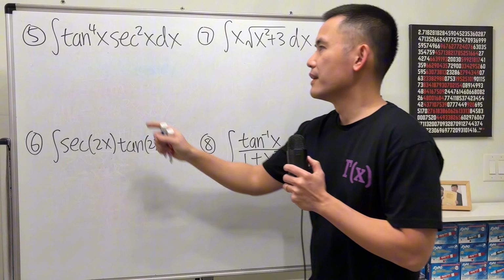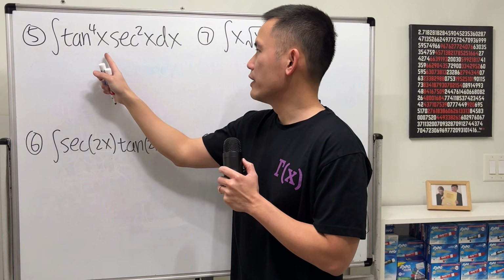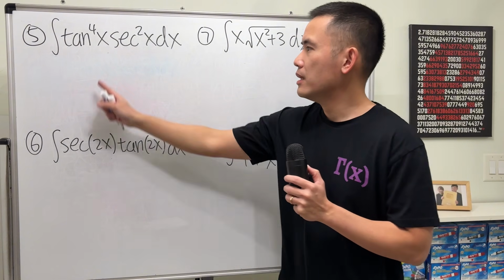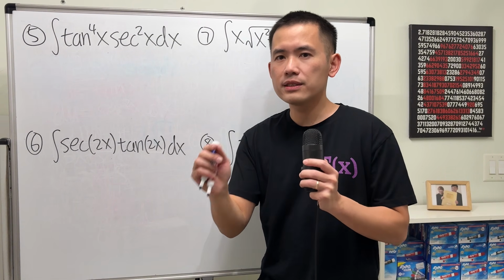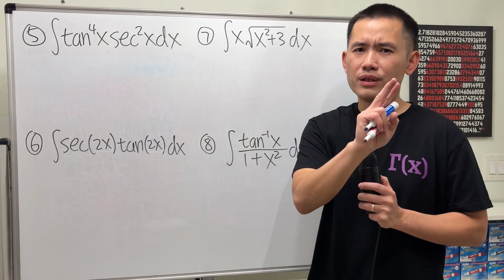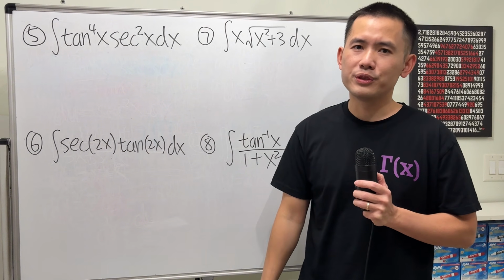Now number 5, integral of tangent to the 4th power of x times secant squared x. Now this looks like we have two choices, because we have tangent x to the 4th power, and then we also have secant x to the 2nd power. So which inner function do we choose?